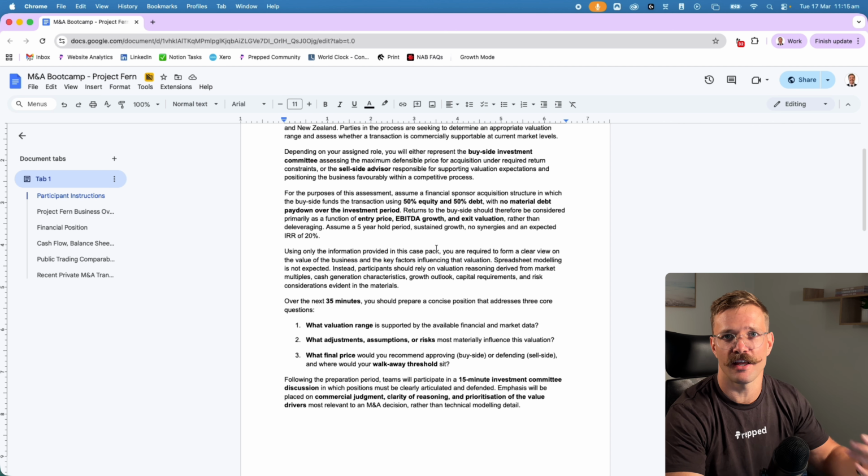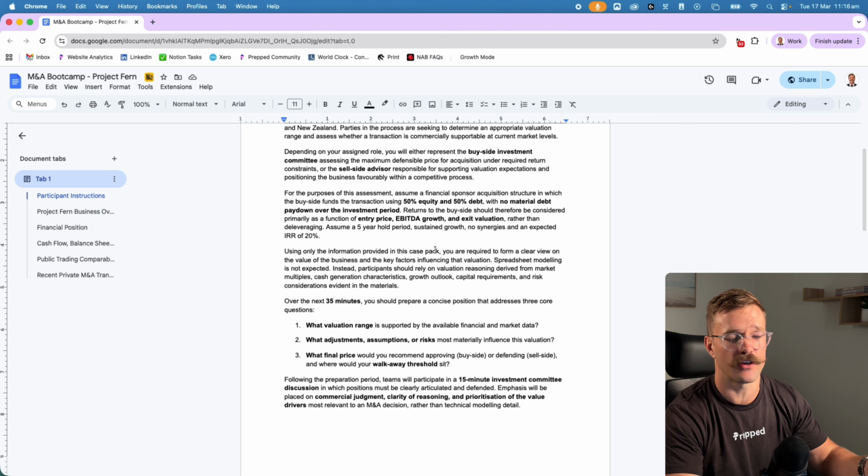So we've got this project here. It is the 100% acquisition of Fern's Software Pty Limited. In this particular project I've got both the buy side and the sell side within it, so you can play on either side. For this one, the buy side's more challenging because you need to calculate the exit price as well as the entry price. So we're going to do the buy side for this video. This is just a case study from the program that I run.